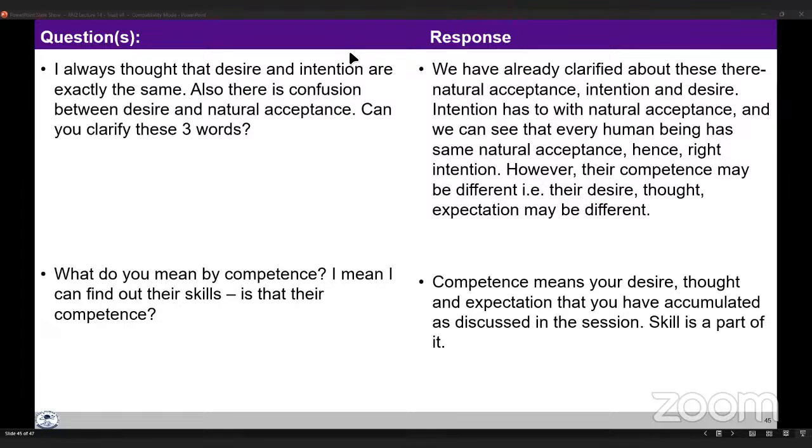Competence is the sum of desire, thoughts, and expectation. And competence really means how much of my desire, thought, and expectations are aligned to my natural acceptance. The more it is aligned to the natural acceptance, the better my competence is. And a skill may be a part of it. Actually, a skill may be a kind of skill education, whether I am good at studies or in my profession, but competence is about my desire, thoughts, and expectation being aligned to natural acceptance. That's all I wanted to tell.